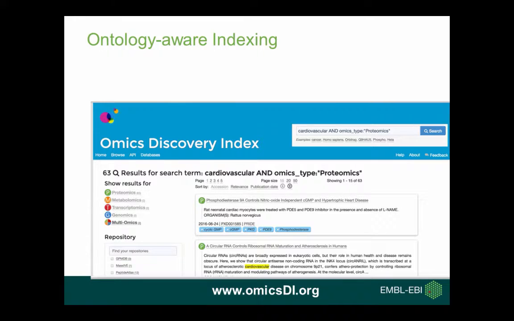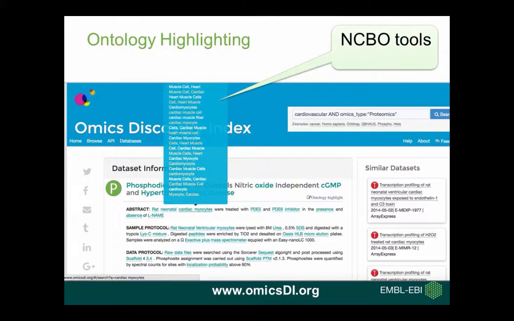To do this, we are also using ontology-aware indexing. We are using the ontology tools from NCBO to figure out relevant ontologies and relevant terms in the metadata and try to enrich our indexing by these tools, so that you find also more than just by pure text, full text search.